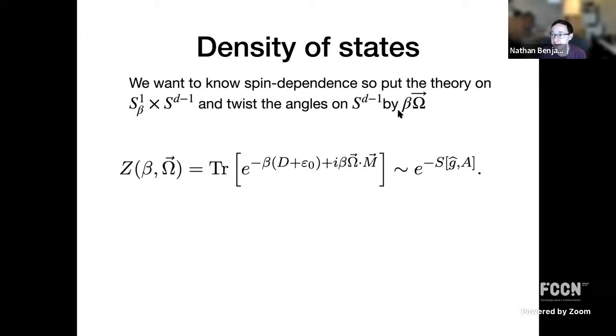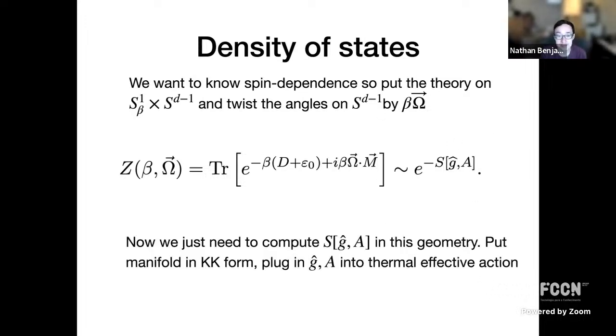So computing the path integral on this geometry is precisely the same, by definition, as computing this trace, the partition function of e to the minus beta times the energy plus i beta times omega, these fugacities, times the angular momentum. And the claim is that the path integral in this geometry is captured by this local thermal effective action.